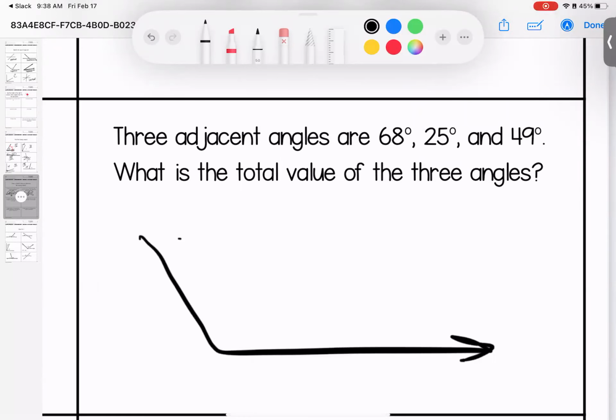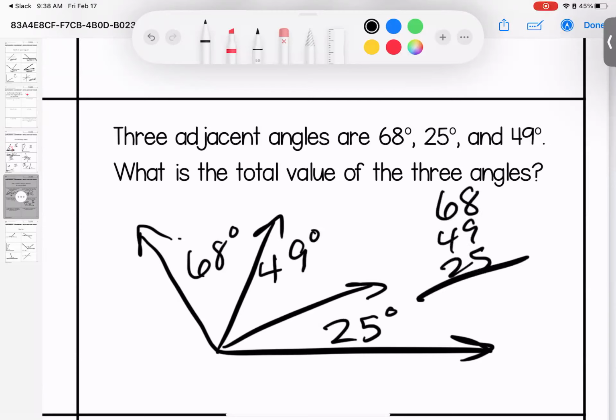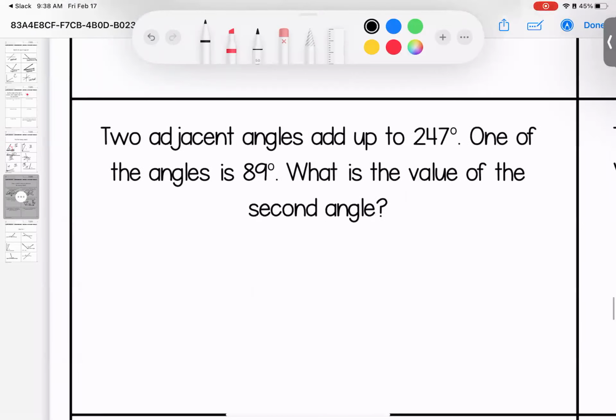So let's go ahead like that. And we'll throw one there and one there. So one of our angles is going to be 25 degrees, one is going to be 49 degrees, and one is going to be 68 degrees. What is the total? To find the total, you're going to have to add 68, 49, and 25, and you will get 142 degrees in total.